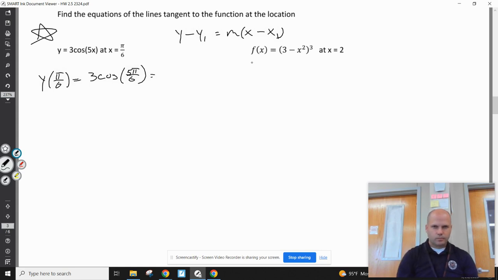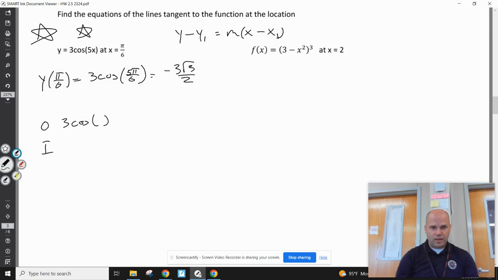Yeah, whatever. So negative 3 root 3 over 2. That is my point, pi over 6, negative 3 root 3 over 2. Now let's find the slope. Now, to find the slope, I see parentheses. I need to do an O and an I. This is probably the most important one because it seems so simple that you don't need it, but you do.